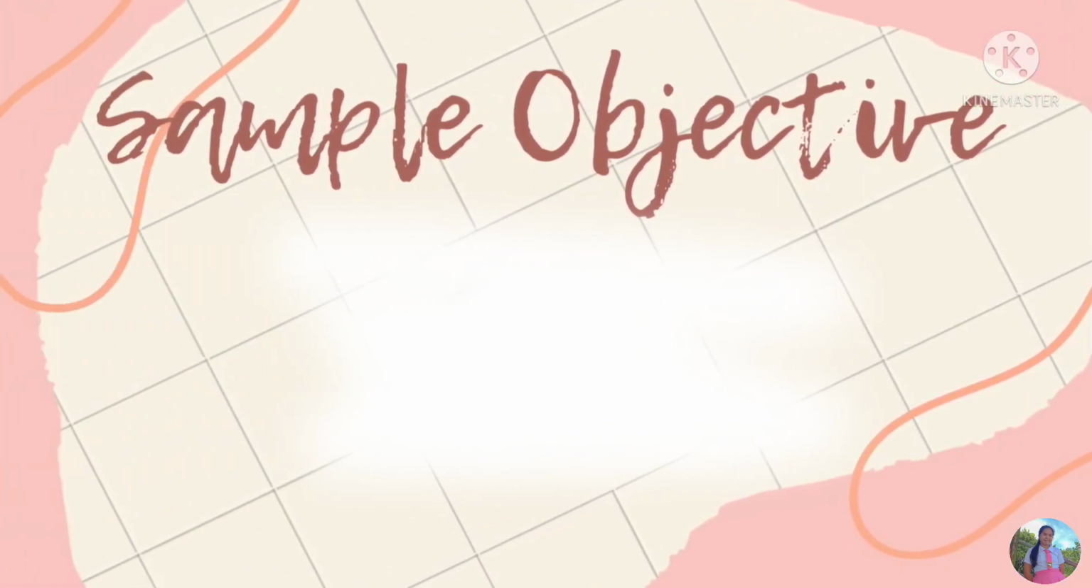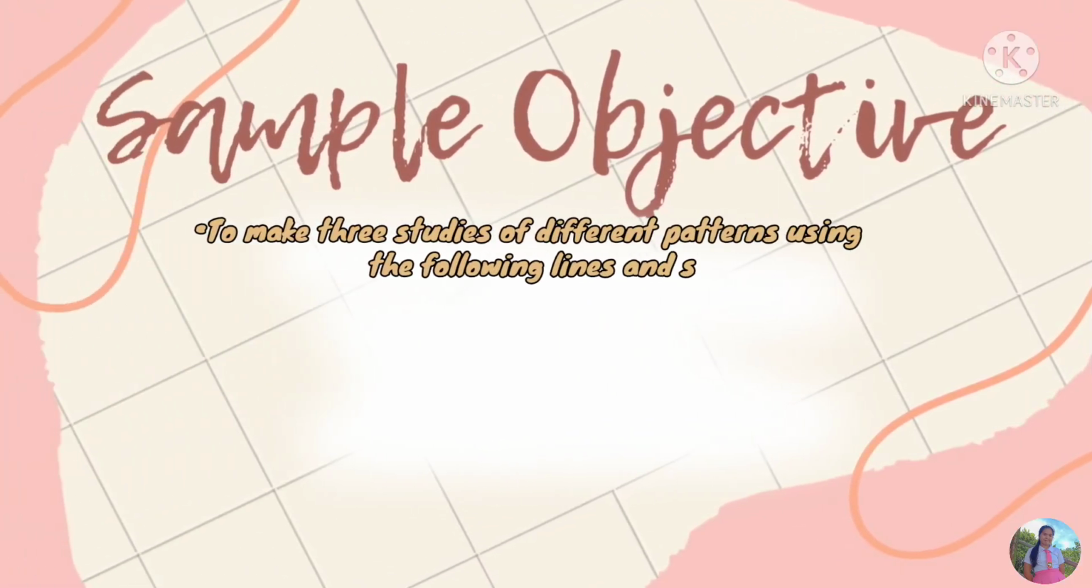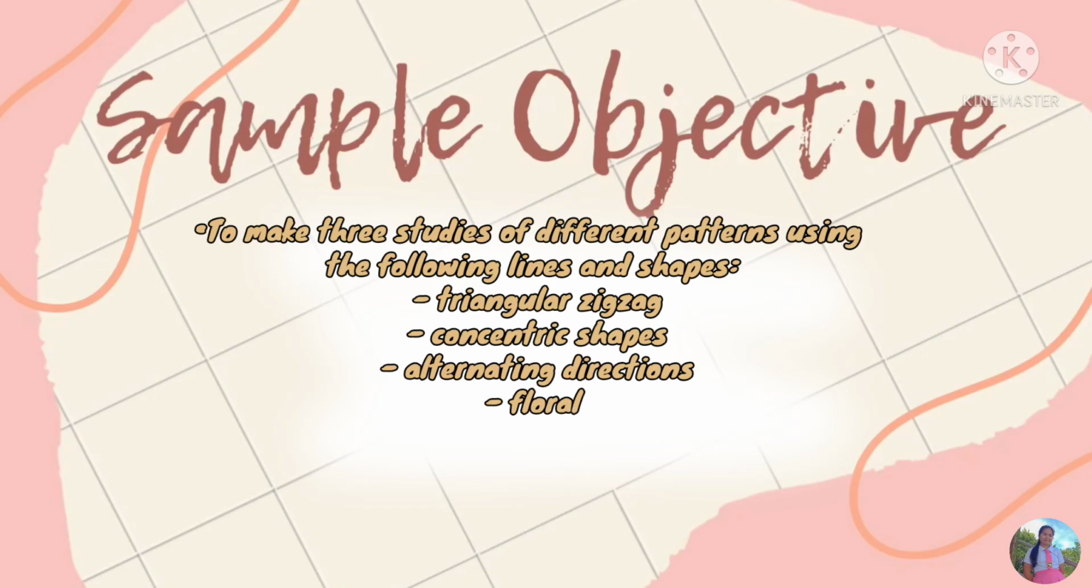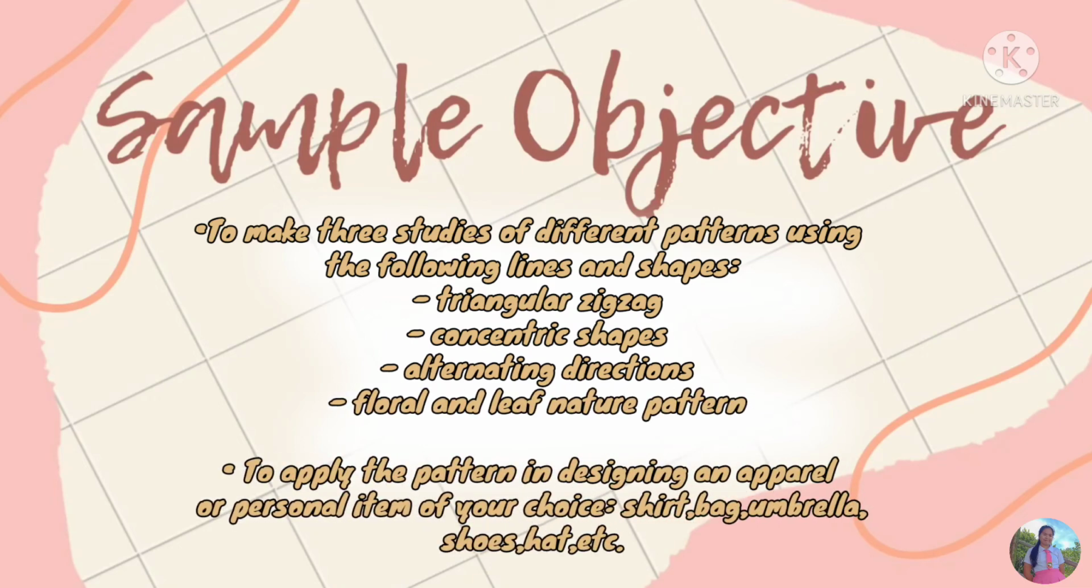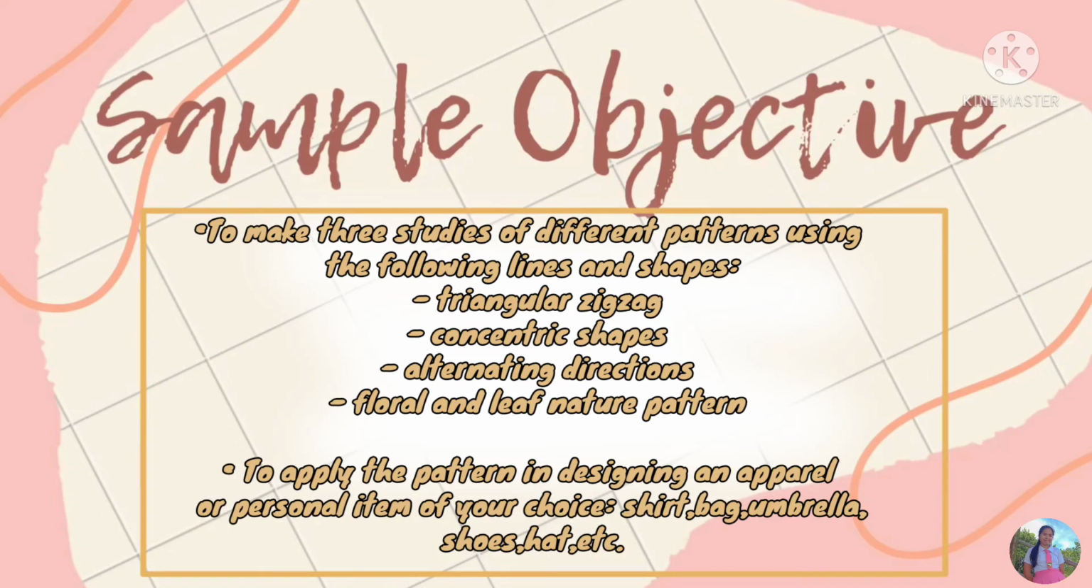Sample objectives: To make three studies of different patterns using the following lines and shapes: triangular zigzag, concentric shapes, alternating directions, floral, and leaf nature pattern. To apply the pattern in designing an apparel or personal item of your choice, for example, shirt, bag, umbrella, shoes, hat, and so on.